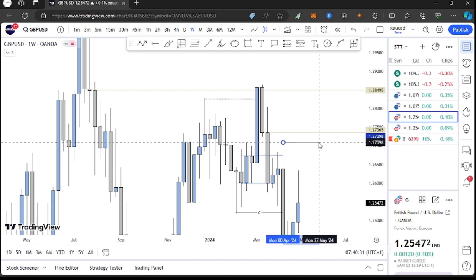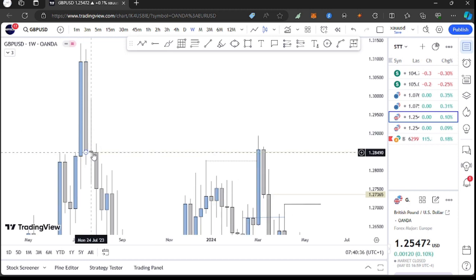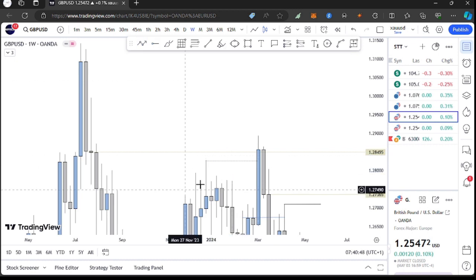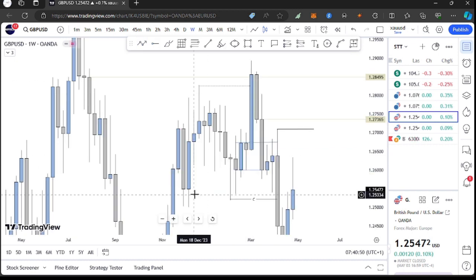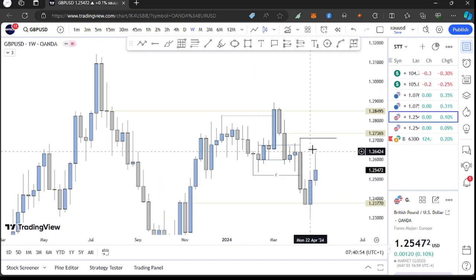Remember, we always pick the POI that's close to the inducement, so we don't jump to this POI. I'm going to pick this one because, look at the inducement, this is clean. Many people will have buy stops here, and you know what price does? Price comes back up, sweeps the buy stops, and comes down. I think I even fell for this somehow, and it now looks so silly.